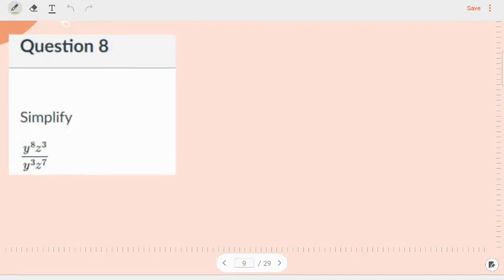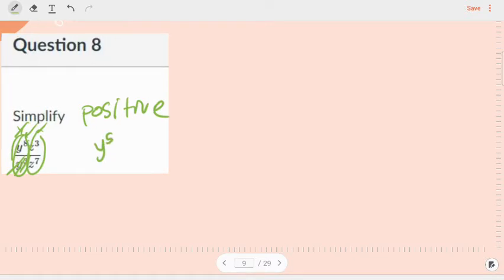Simplify this expression. And I want positive exponents. As I look at my fraction, remember, I've always got things that are going to battle, and if they're the same variable, that's what's directly going to cancel each other out. If I have 8 y's on top and 3 y's on bottom, 3 of them are going to cancel on top, 3 of them are going to cancel on bottom, and how many is going to be left out of the 8? I'm going to have 5. Remember, the trick is to do subtraction. Y to the 5th.